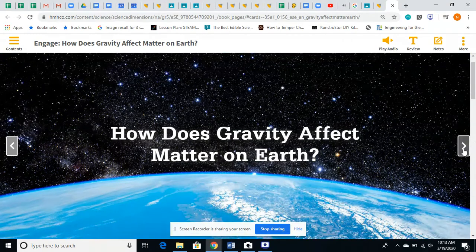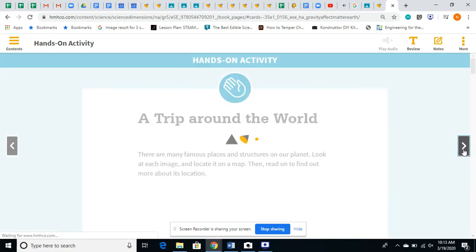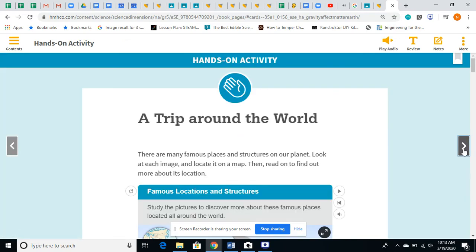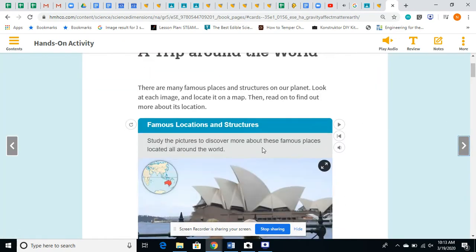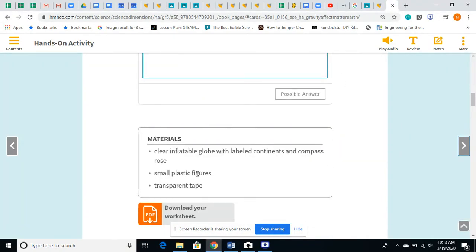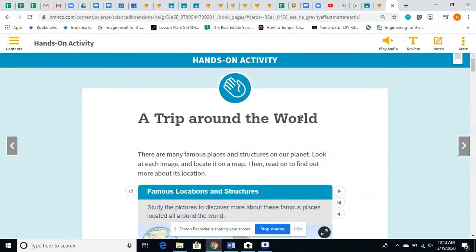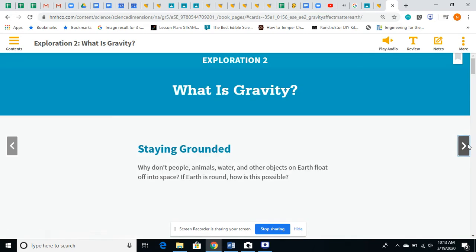So once we get over here to exploration 2, it's going to ask you to do a hands-on activity. Like I said before, if you would like, you can do this at home. You need some kind of different stuff, but for the most part, we're not going to worry about these yet. I am planning on doing some labs that you can do at home, but we're going to skip over that.